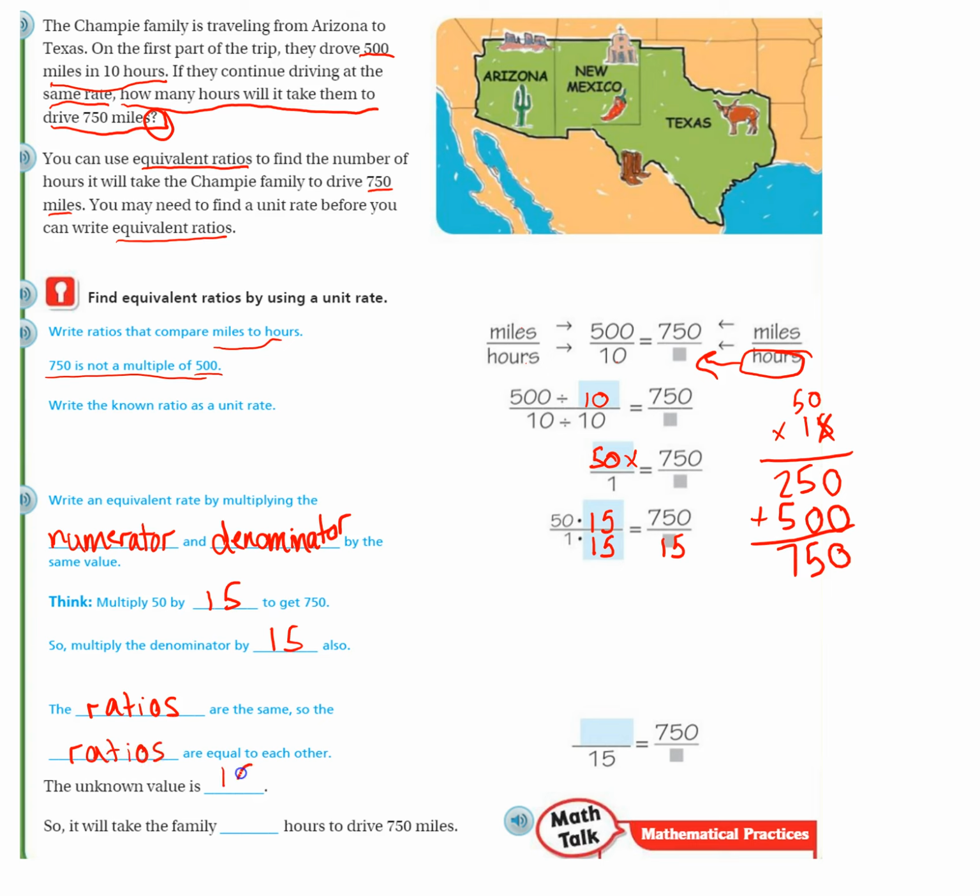The unknown value is 15. That's what we found here. So it will take the family 15 hours to drive 750 miles. So remember, we had miles on top, 750, and then we had hours on the bottom. That's where we plugged in our 15 that we found. Okay. And we can plug in the missing values here as well. All right. Again, at any point, pause, rewind, ask any questions if you're unclear on something I've done.